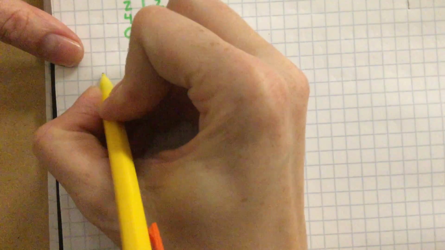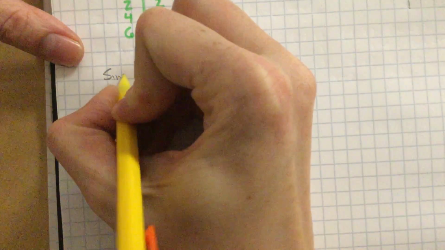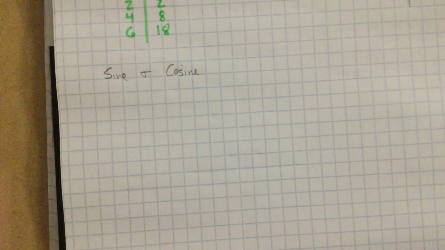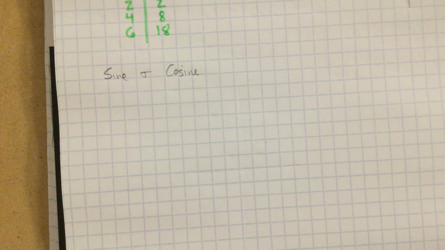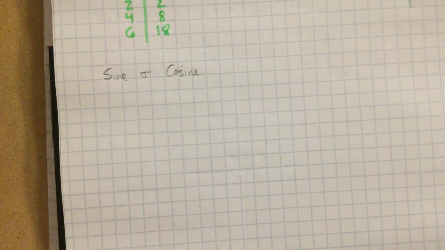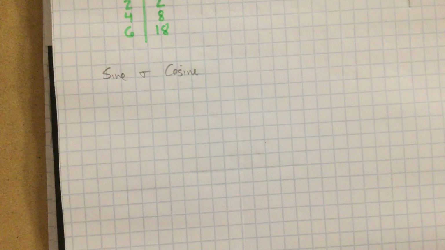So for my sine and cosine graphs. Okay, so your sine and cosine graphs are trig graphs. There's other ones, but we're not going to worry about those right now. So how many degrees are in a circle? 360. Good. They'll go around.